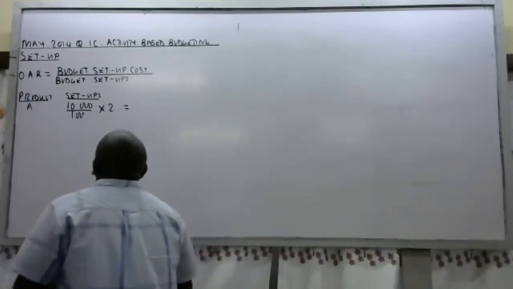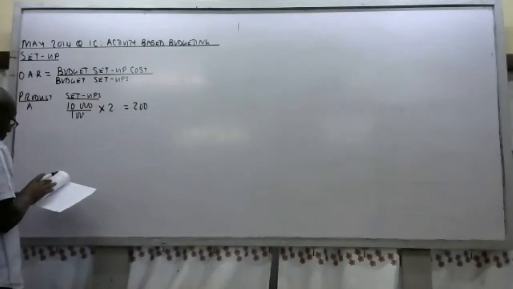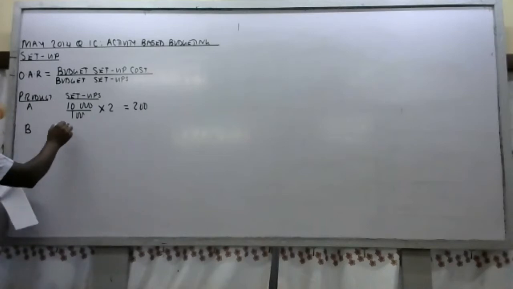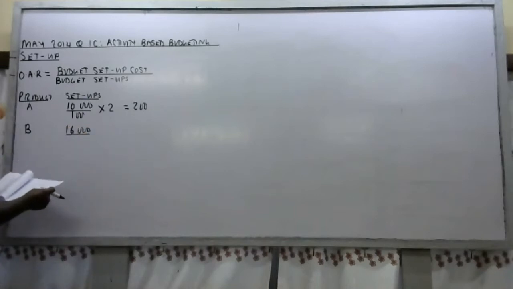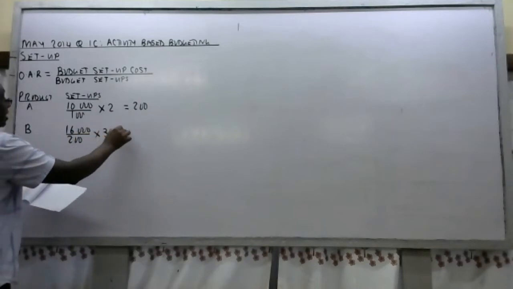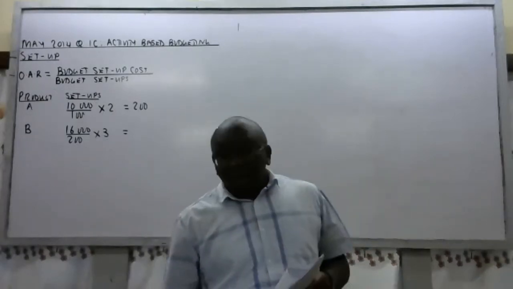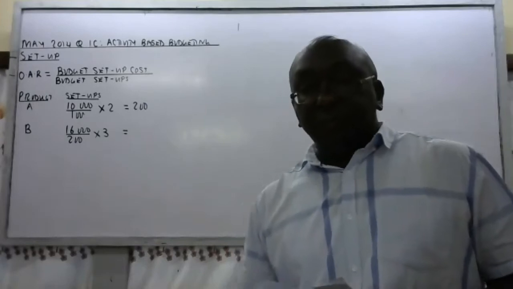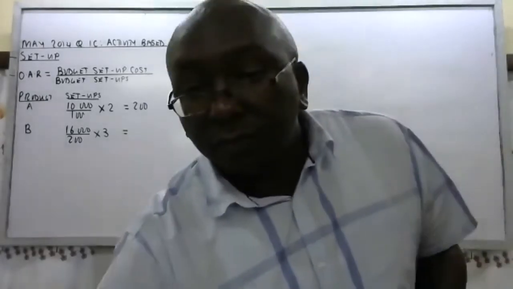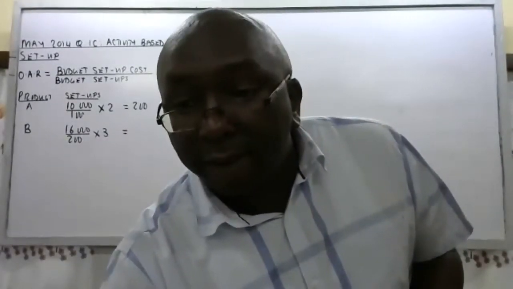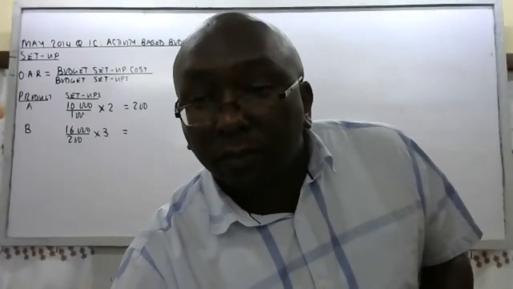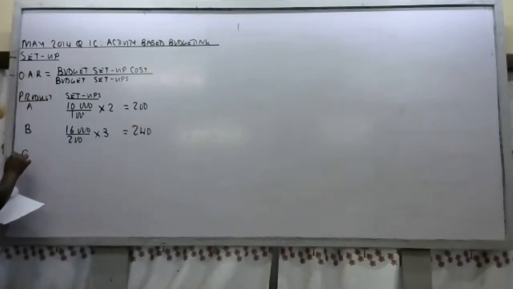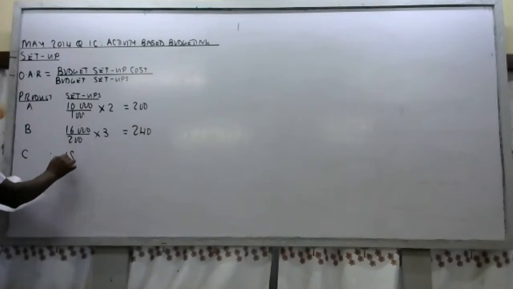Good. I can see we have 200. Let us go to B. B, we argue the same way. It is 16,000. You divide by 200. Then you multiply by 3. That gives us how many setups? 240 according to June. Yeah, good. Royce, Helen, also 240. Then you do the same thing for C, which is 18,000.